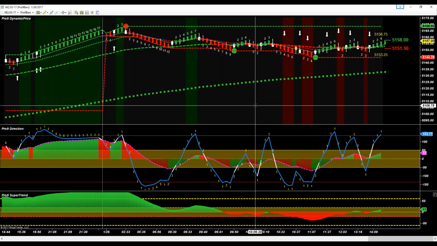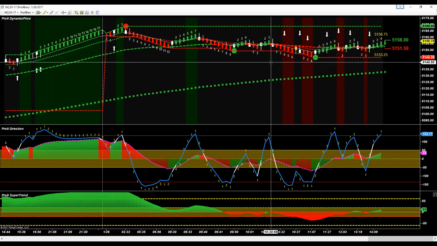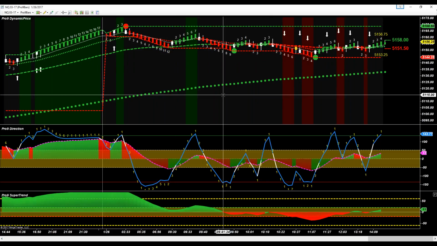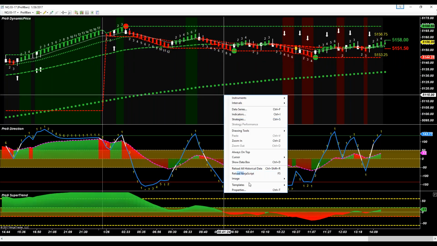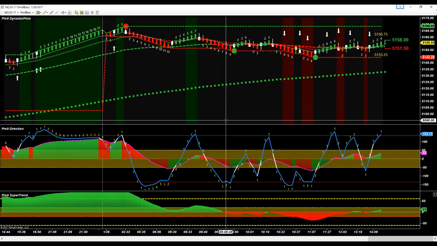If you customize your indicators and want to keep it that way, after you get the chart to look how you like with any color customization, right-click on your chart, come down to Templates, Save As, and then just name it something like Pro9Trader Custom, or whatever you want, so you know it's a custom chart for you. That way you also have the original chart to revert back to if you want to experiment.